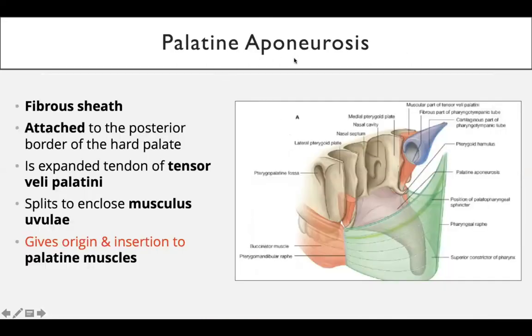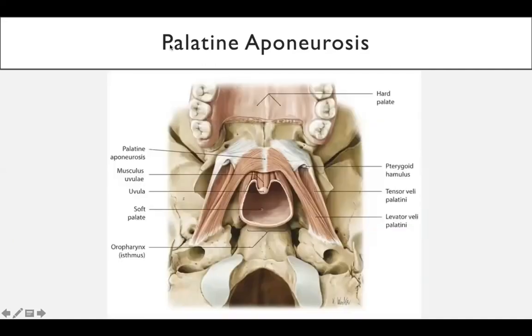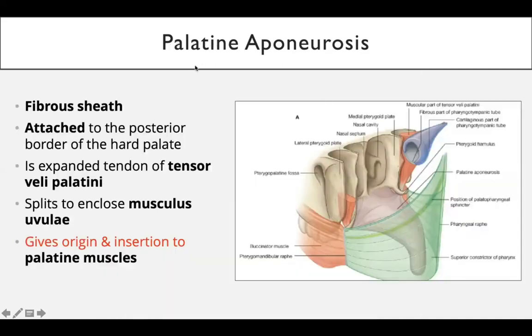Now we go to the aponeurosis. That aponeurosis, the sheet of flat tendon of fibrous sheath. This aponeurosis is basically palatine aponeurosis because it's present at the palate. So it is attached to the posterior border of the hard palate. There is an aponeurosis, palatine aponeurosis, if you can see. Let me just draw. Palatine aponeurosis is going from here, this one. There are muscle attachment and they are attached to the posterior border of the hard palate.